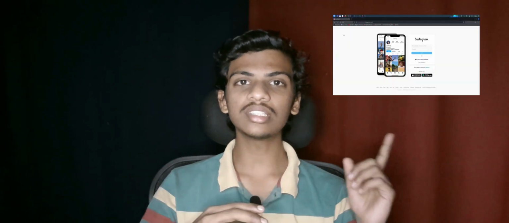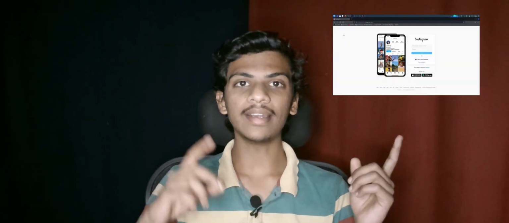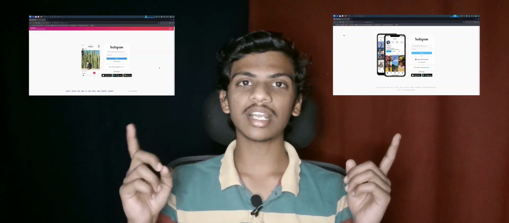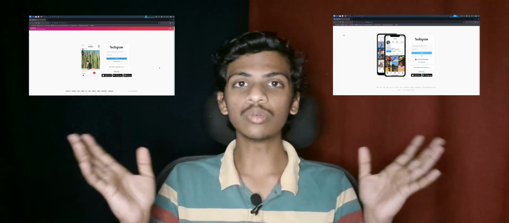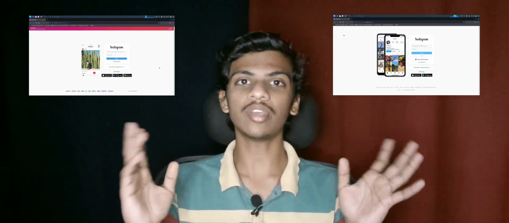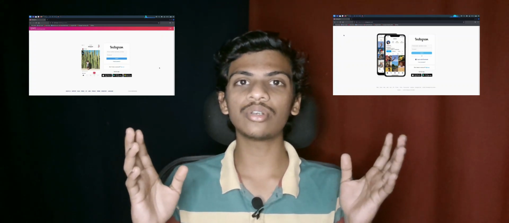So this is the original Instagram page and this is the phishing Instagram page. Did you find any difference between these two? These two are identically the same. That's why people easily fall for the phishing attack.